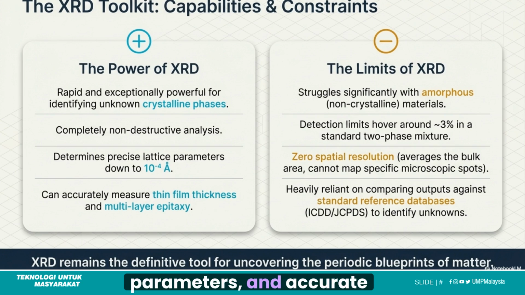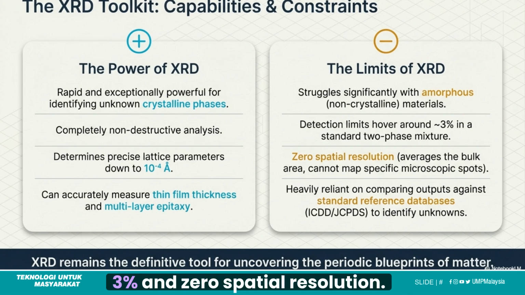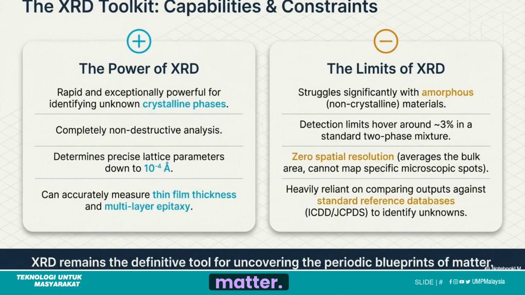The power of XRD includes rapid identification of crystalline phases, completely non-destructive analysis, determination of precise lattice parameters, and accurate measurement of thin film thickness. However, it struggles with amorphous materials, has detection limits around 3%, and zero spatial resolution. XRD remains the definitive tool for uncovering the periodic blueprints of matter.